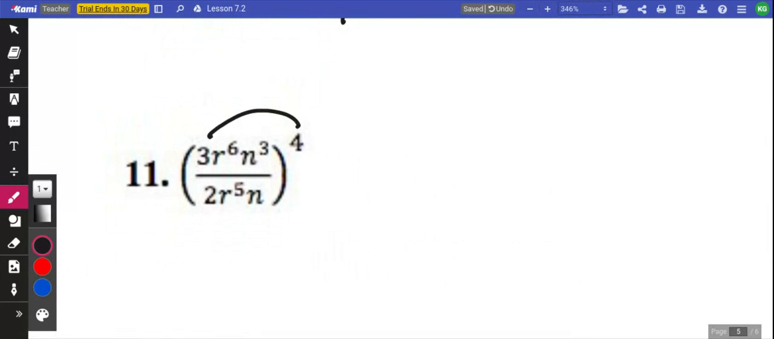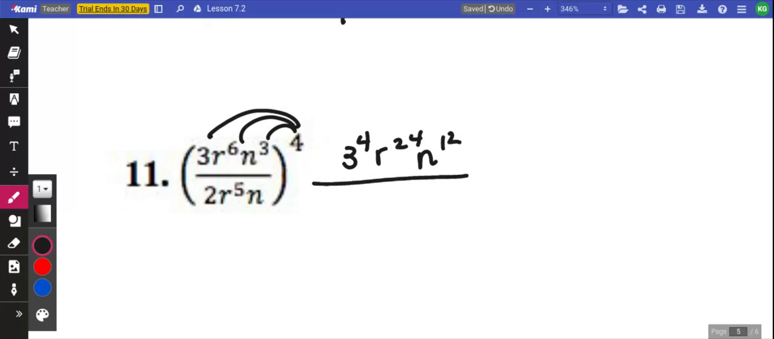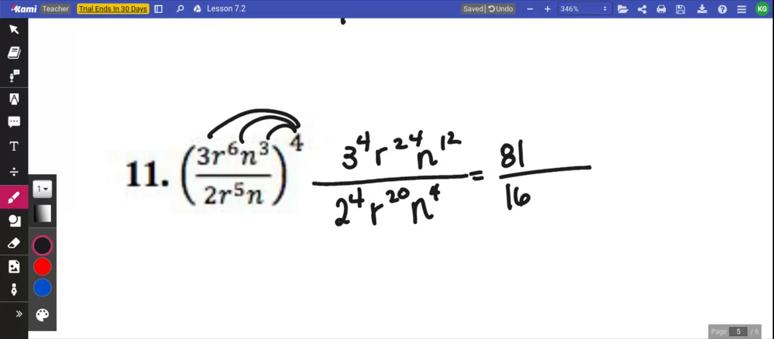On this one, distribute to become 3 to the 4th, r to the 24th, n to the 12th, over 2 to the 4th, r to the 20th, n to the 4th. 3 to the 4th divided by 2 to the 4th, math enter enter is 81 over 16. There'd be 4 r's left on top and 8 n's left on top.